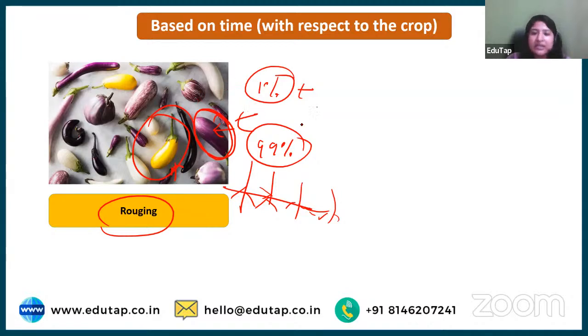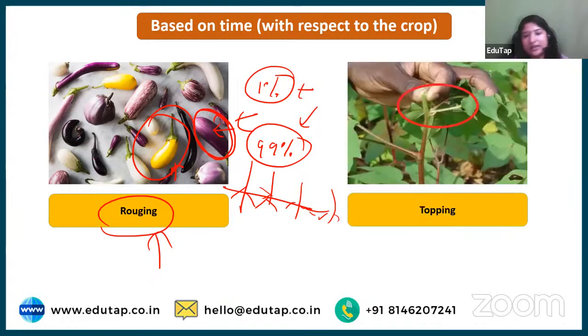Okay, and just focus on the 99% of it. So this process is known as rogging, removing of unwanted variety in the field, which is some different variety than needed, and the number is so less that you're not going to get any benefit out of it. The process of removal of such variety is known as rogging. Okay, I hope you get the point.